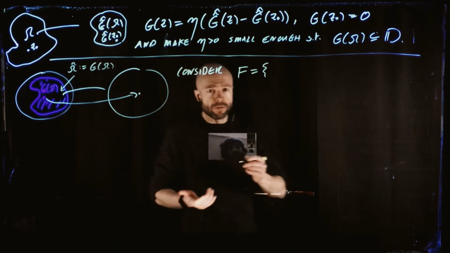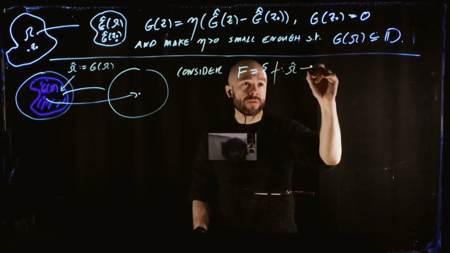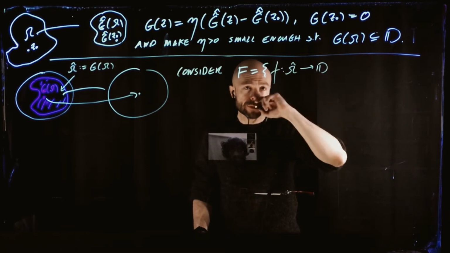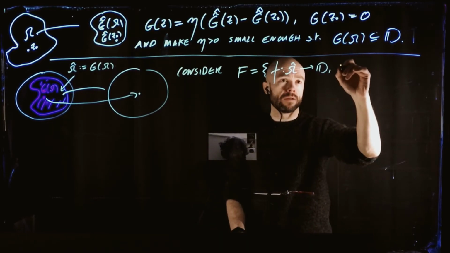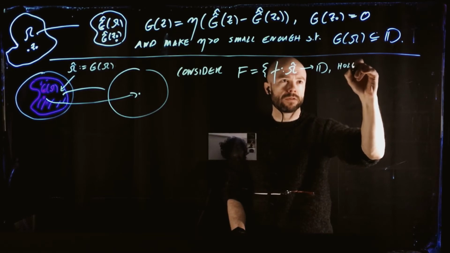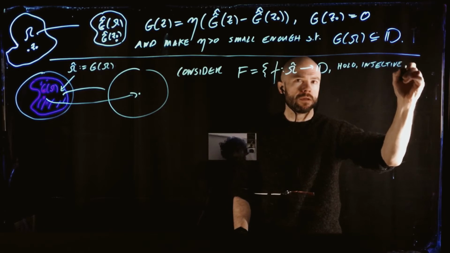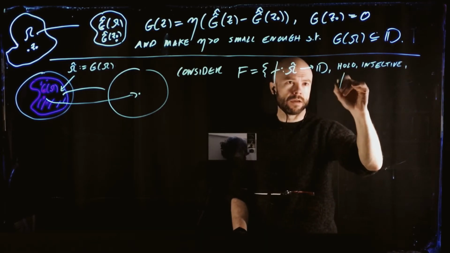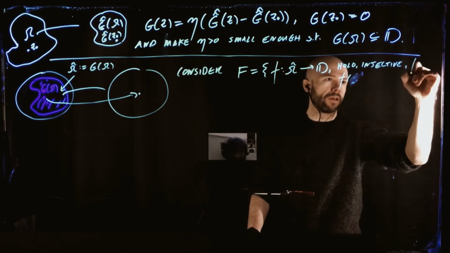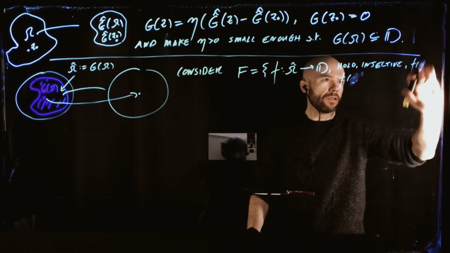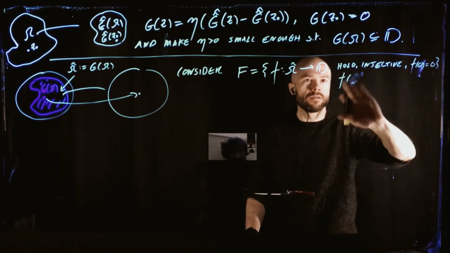So consider the family of holomorphic mappings from omega tilde. They're going to map into the unit disk, okay? Obviously, they're holomorphic. We're going to want them to be injective also, so holomorphic and injective. And we want them to preserve 0, so f of 0 equals 0. So it's mapping 0 to 0.